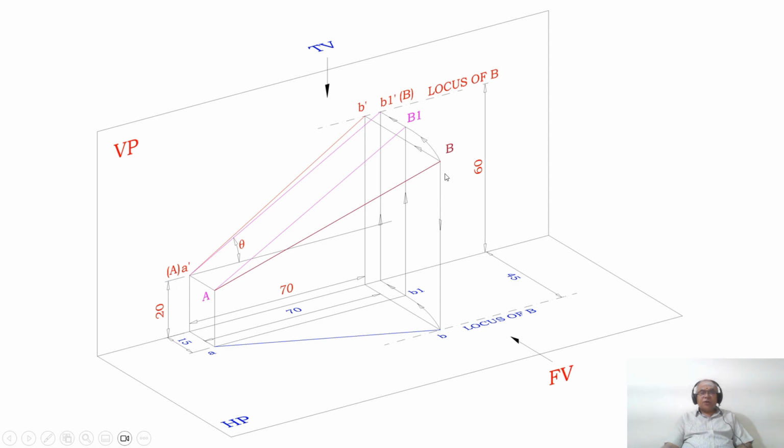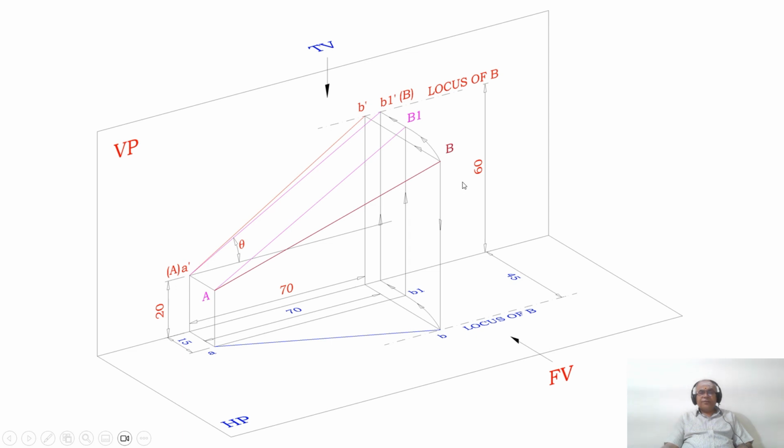But if I want to make this line parallel, capital B1 should also be in front of VP by the same distance that capital A has. Capital A has 15 mm. So from capital A, with this as center, you hold this line capital B and then rotate such that capital B will also be in front of VP by 15 mm. You can see here, this is the distance I am talking about. So this is capital B1.